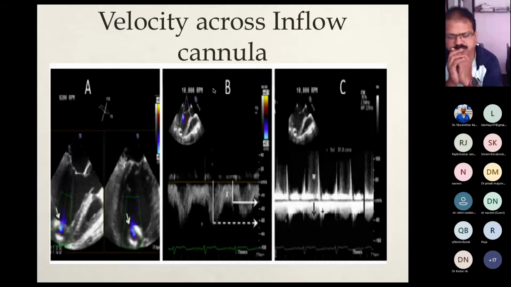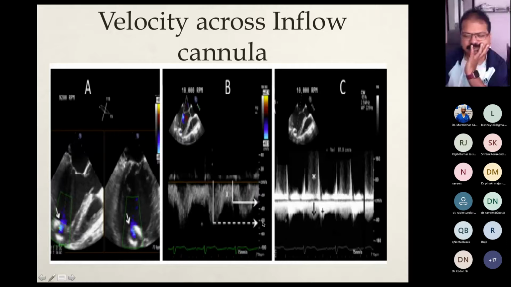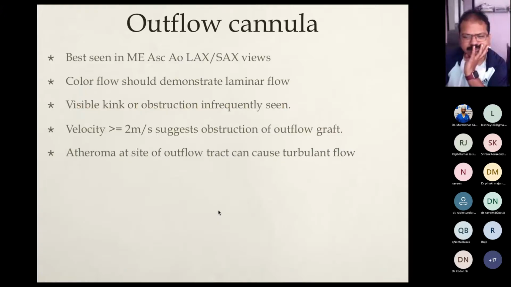So here in B, you can see the top velocity around 60, and the nadir diastolic velocity around 40 to 45, which is absolutely normal. And it's usually regular when there is no obstruction. The outflow cannula is best seen in the mid-esophageal ascending aortic long axis view and short axis view, also in the mid-esophageal LV long axis view. And the color flow should demonstrate laminar flow again, and you should try to rule out any kink or obstruction, but this is very infrequently seen.